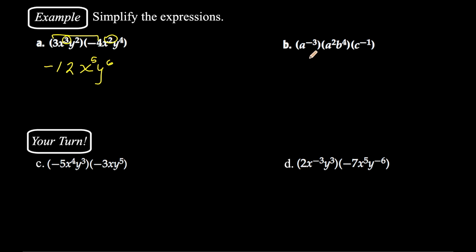Example B, we have a to the minus 3 times a to the second. So again, we're going to add those exponents together. So negative 3 plus 2 is a negative 1. Then b to the fourth and c to the minus 1. But we can't have any negative exponents in our answers. So we'll end up with b to the fourth in the numerator, and then a and c both go down to the denominator, making those positive exponents. So I've given you a couple of problems to try here for letter C and D, and bring those answers to class.